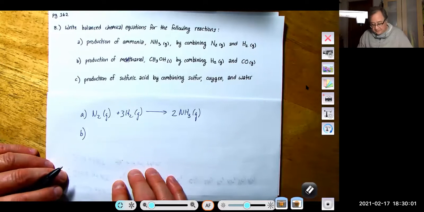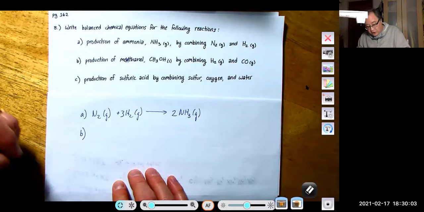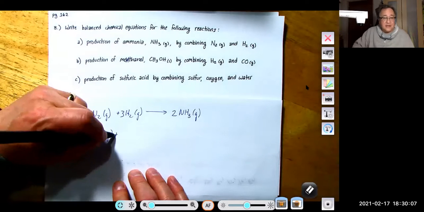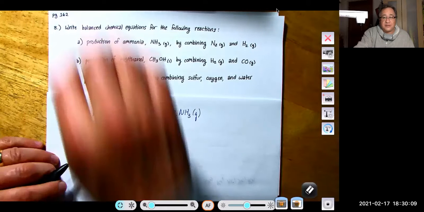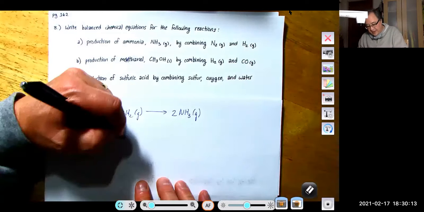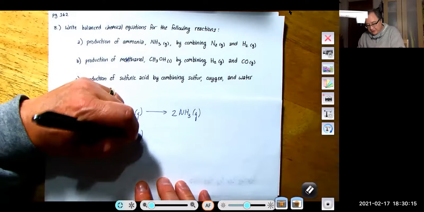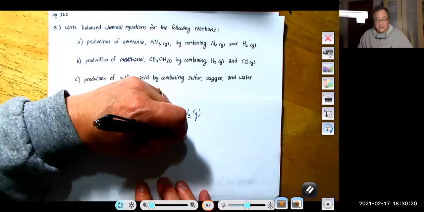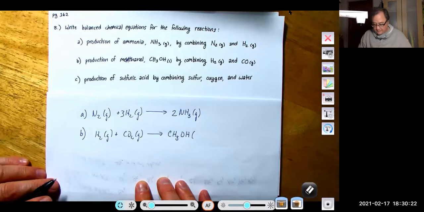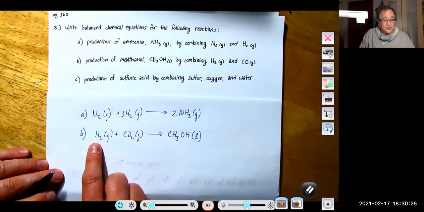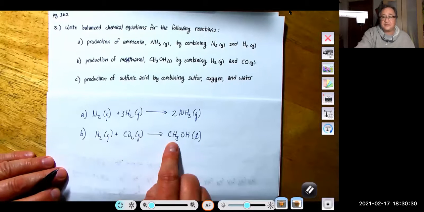The next one, you can see that we have H2 and what looks like H2O liquid, doesn't it? Nope, CO2. Excuse me, CO2 gas gives you CH3OH liquid. So, 2 hydrogens on the left and 3 on the right, correct?